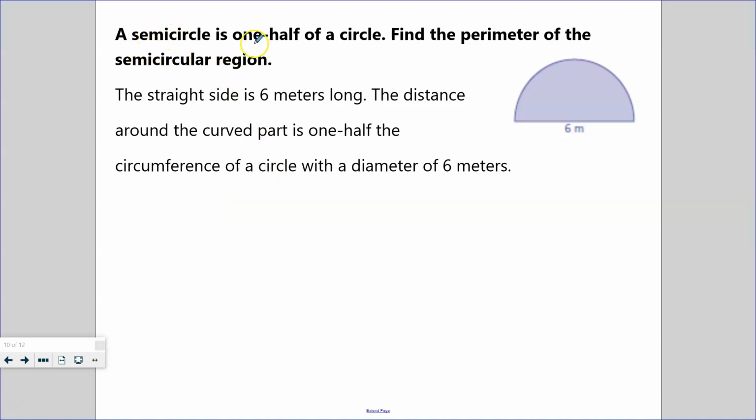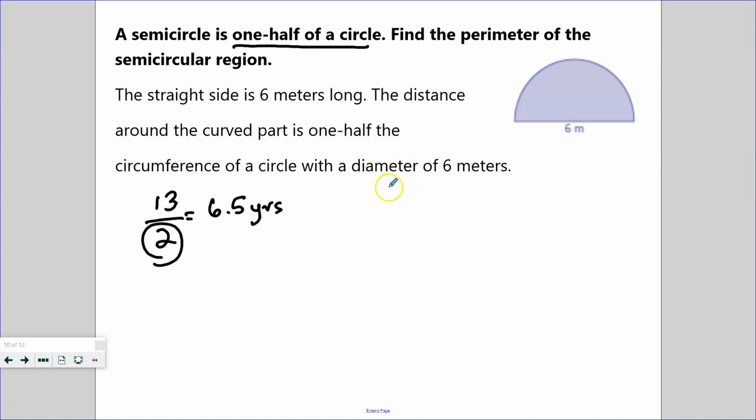All right, so next part, we're looking at the semicircle. Now, a semicircle is just one half of a circle, right? So find the perimeter of the semicircle region. As you guessed, if something's half, so what's half your age? If you're 13, half of your age is 6.5 years. So what do we do there? We divided by 2. What are we going to do here? We're going to divide by 2.